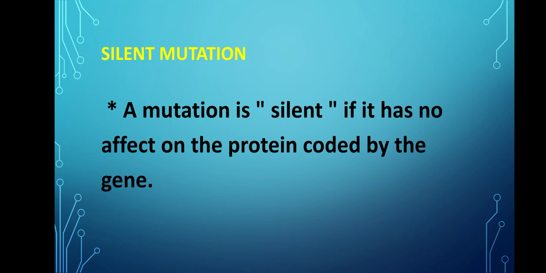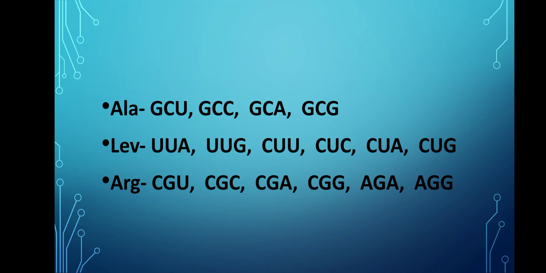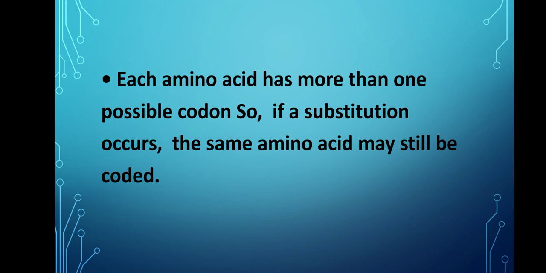Silent mutation. A mutation is silent if it has no effect on the protein coded by the gene. The redundancy in the genetic code makes this possible. This reduces the possibility of a mutation located in a gene causing a change in the protein. Each amino acid has more than one possible codon, so if a substitution occurs, the same amino acid may still be coded.